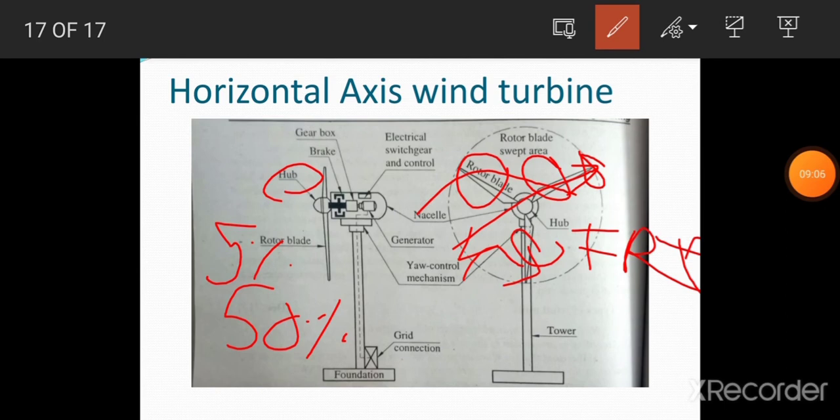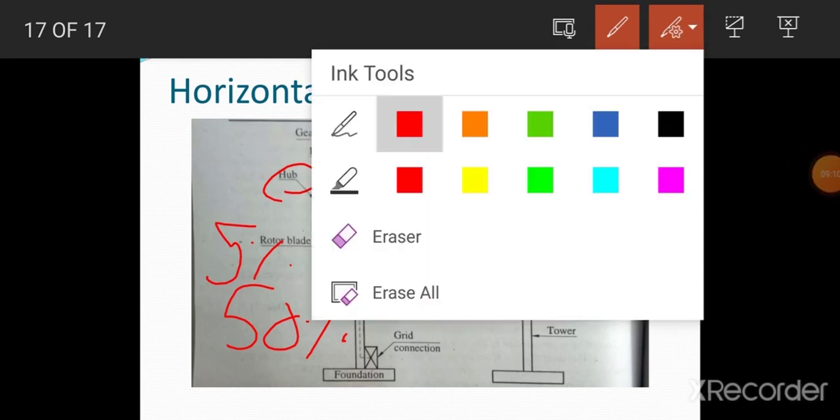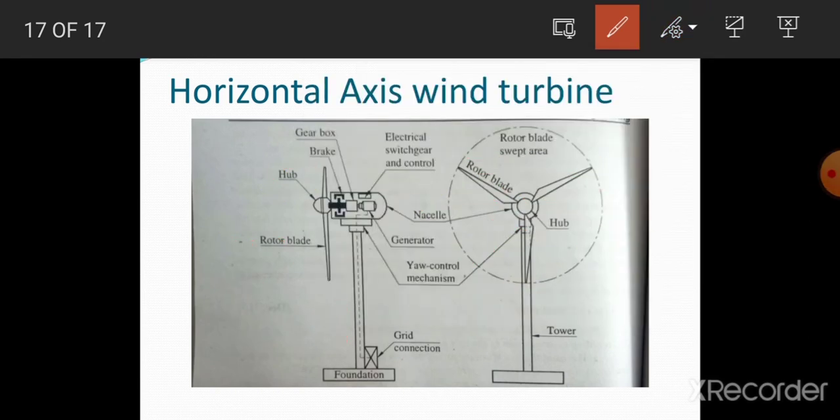Now the second most important component is the hub. The hub is a central solid portion of the rotor wheel. All blades are attached to the hub. The pitch angle control mechanism is also provided in this hub.